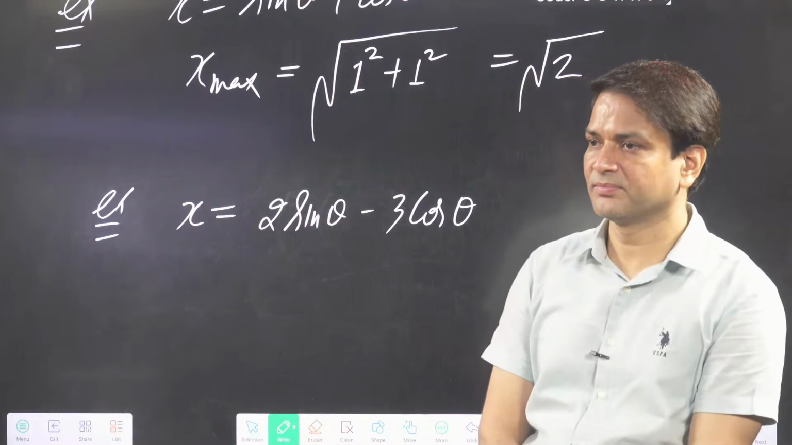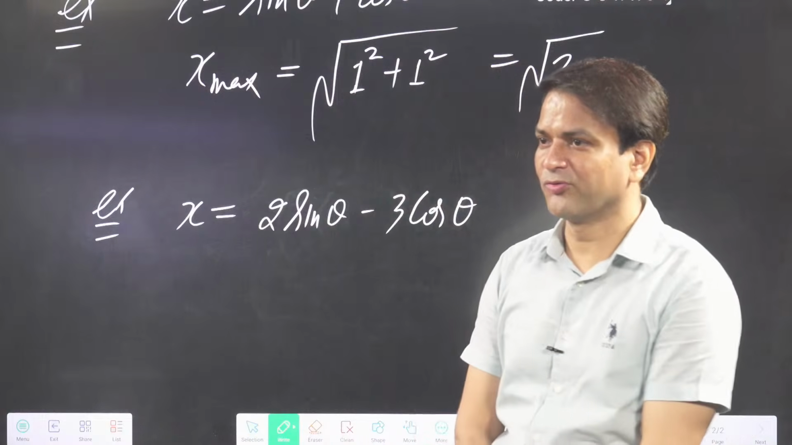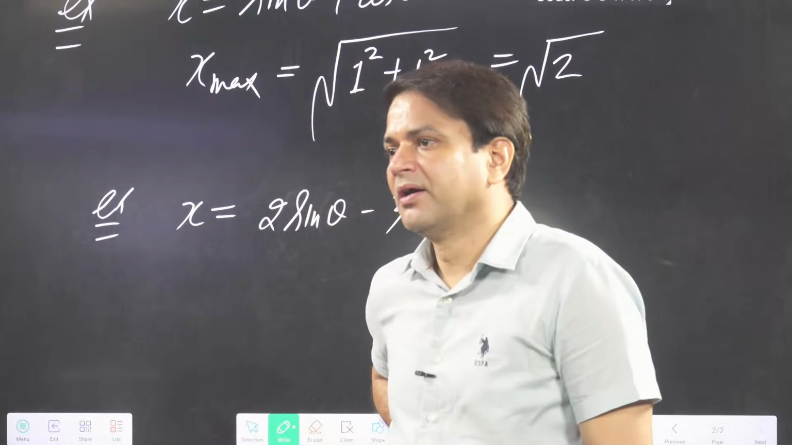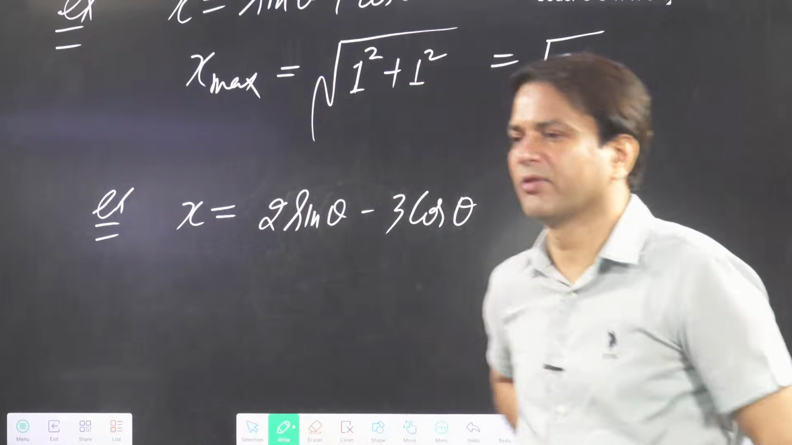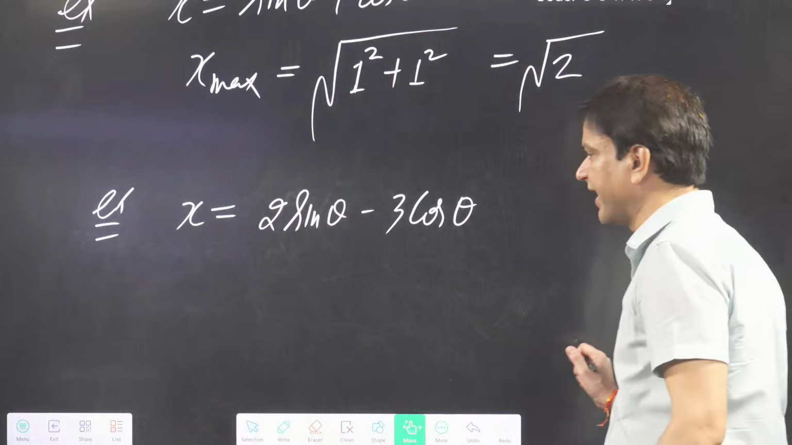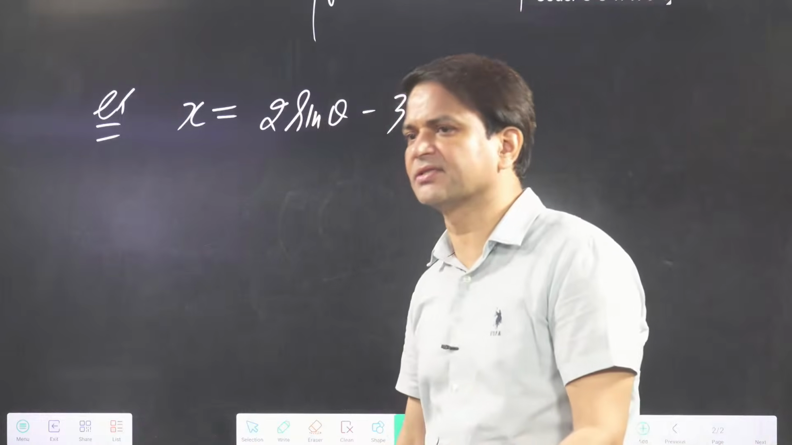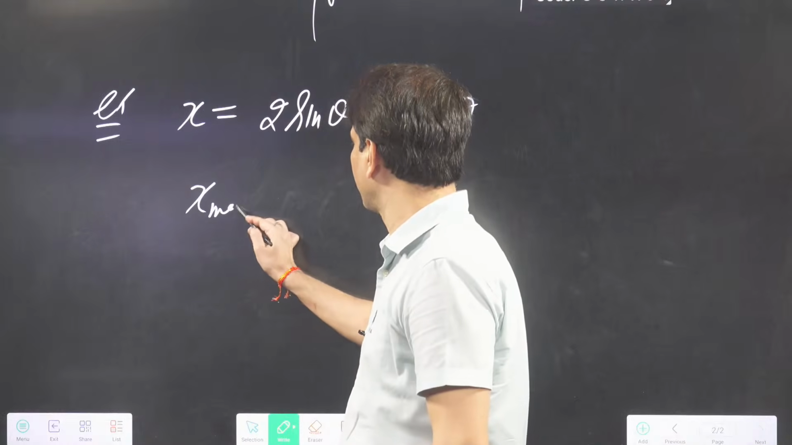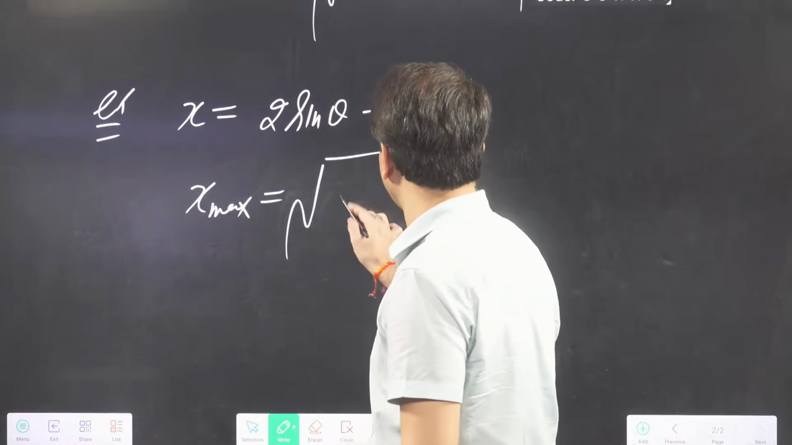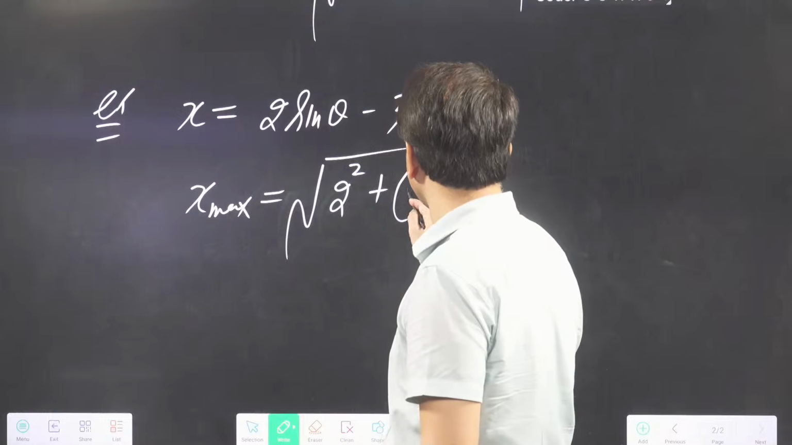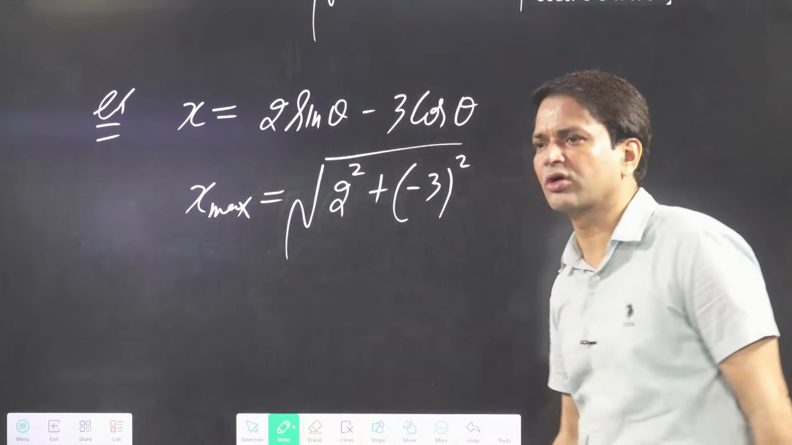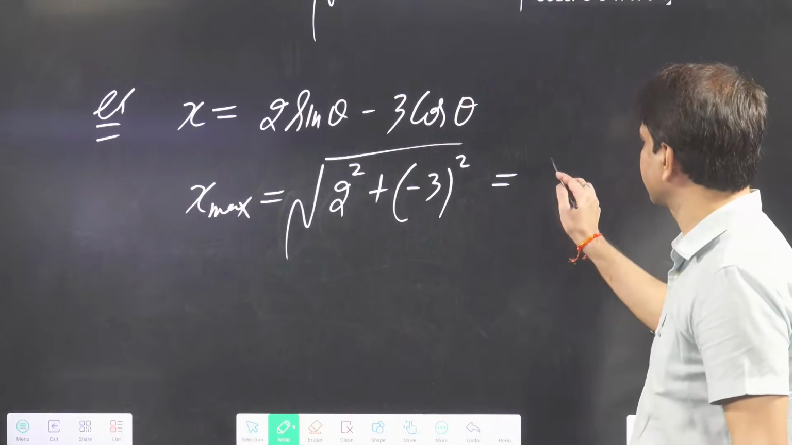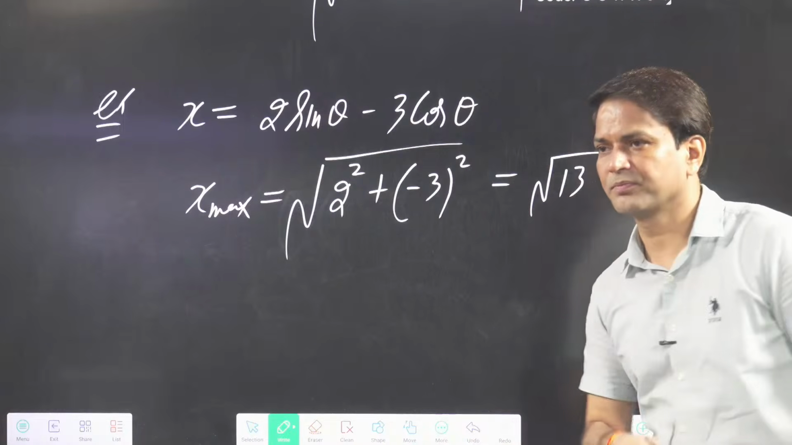Root 13, good. Everybody got root 13? Like x, a I can take suppose 2, b I can take minus 3. Then I can say x max is equal to under root of a square, which means 2 square, plus b square, which is minus 3 square, also 3 square, 9. 9 plus 4 is 13. So what is the x max you will get? Root 13.